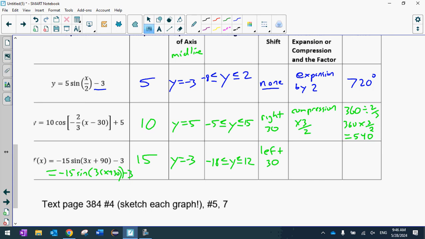This one is the compression by 3, or compression by 1/3. You divide by 3, or this one should have been expansion, by the way, not compression. Sorry, expansion. That's super important, but there we go. And then 360 divided by 3 is your new period, so it's 120. There you have it.